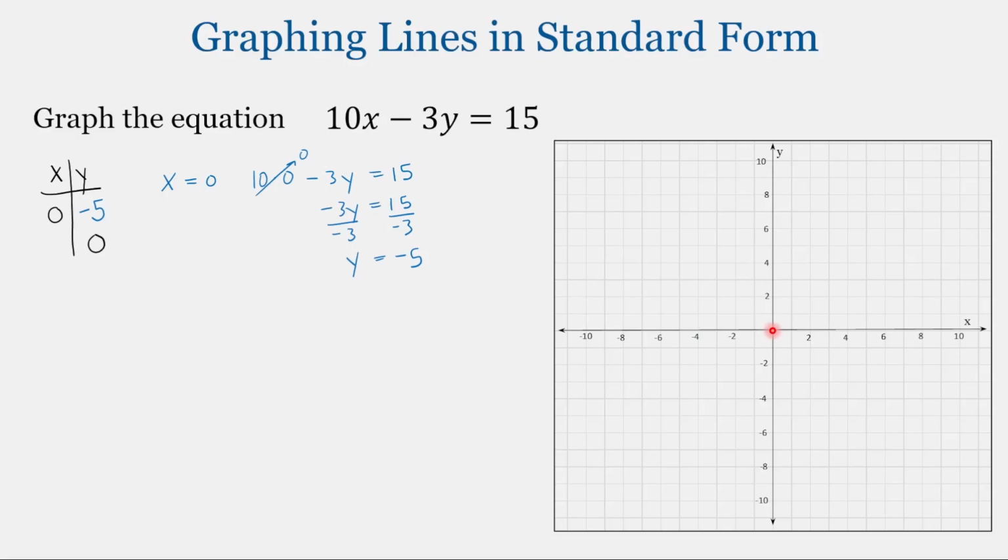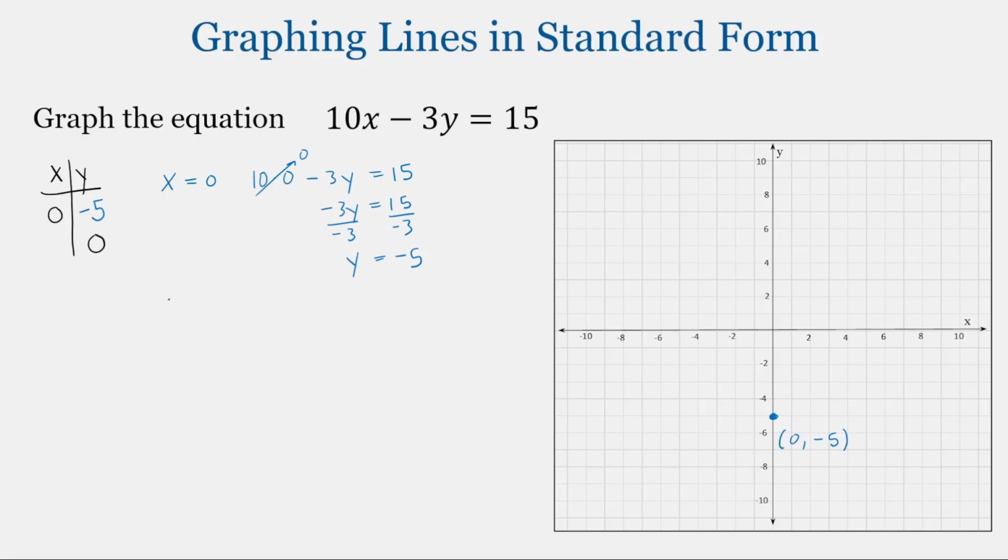So plotting that point, well, we're not going to go left or right on the x-axis because our x value is 0. And then we're going to go down to negative 5. And we have our y-intercept, and the ordered pair is 0, negative 5.